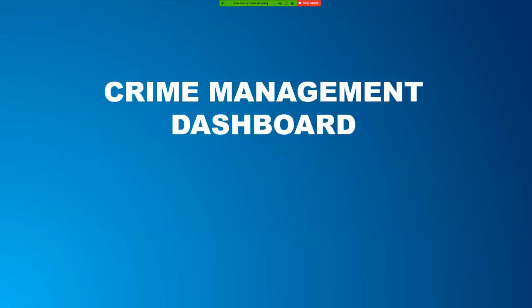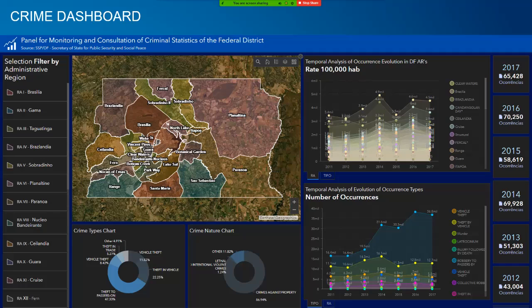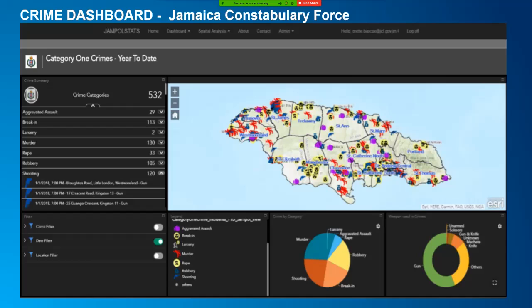Now let us take a look at the crime management dashboard. So here we see the crime management dashboard on screen, which shows criminal statistics of federal districts in Brazil. The dashboard shows crime by type and nature, the rate of occurrences, and the number of occurrences, and this is also shown by year. Another crime dashboard, from the Jamaica Constabulary Force in this slide, displays all category 1 crime in Jamaica, and they are tracked by categories and weapons used to commit the crime.